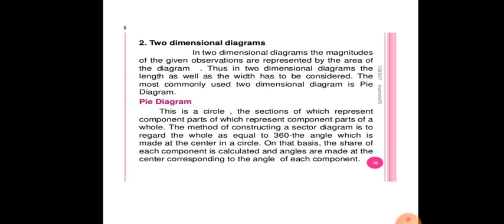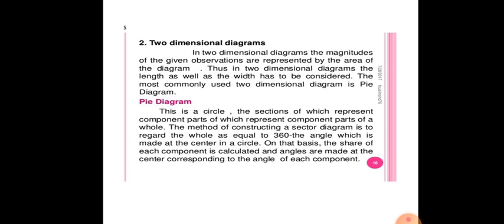This pie diagram is a circle, just like the circle we have to draw as a pie diagram with the help of the data. This is a circle, the sections of which represent component parts of a whole. The method of constructing a sector diagram is to regard the whole as equal to 360 degrees, the angle which is made at the center in a circle. On that basis, the share of each component is calculated and angles are made at the center corresponding to it.